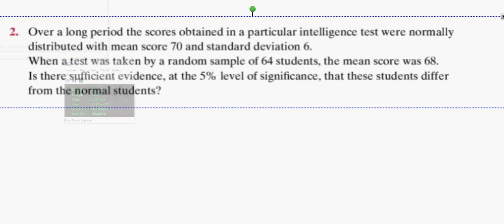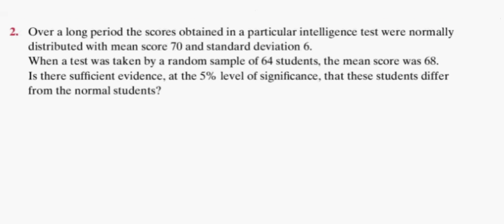Now, over a long period, the scores obtained in a particular intelligence test were normally distributed, with a mean score of 70 and a standard deviation of 6. When a test was taken by a random sample of 64 students, so you're not talking about one student, you're talking about many students, okay? The mean score was 68. Is there sufficient evidence at the 5% level of significance that these students differ from the normal students?